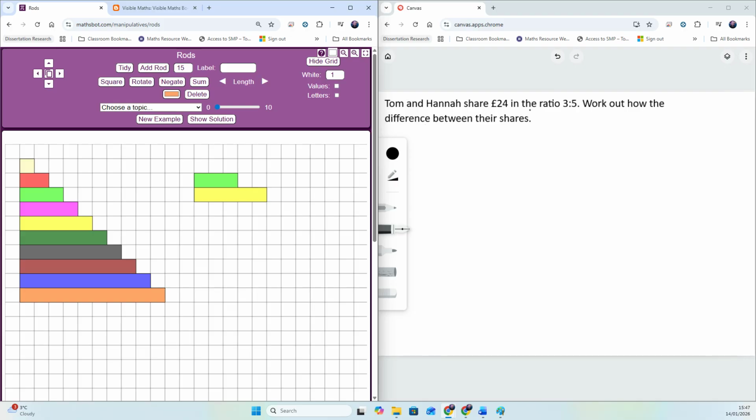So in this case, we've got Tom and Hannah share £24. So 24 in this represents the total amount of money. It represents all of the space, if you like, taken up by those two bars. And at this point, what we'll probably do is reorganize the bar model to look like that, because that then shows very clearly the total. Yeah, the 3 and the 5 making the 8.